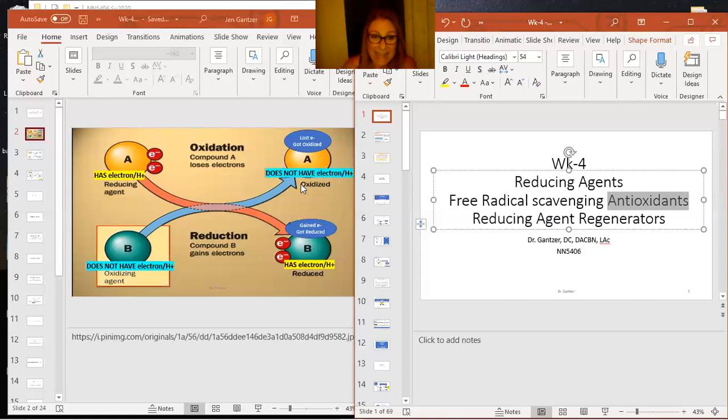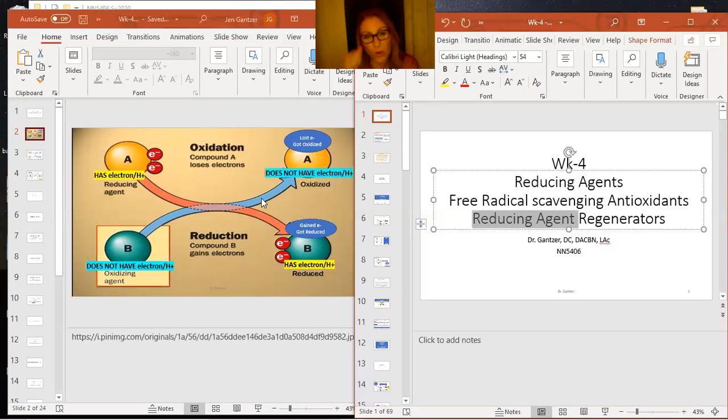Okay, so that means it has to get it back. And that's what we're going to learn: the reducing agents, our antioxidants, have to be regenerated, and how all the reducing agents are potential regenerators because they're just going to be around giving back, donating back the hydrogen atom. So the reducing agent has the hydrogen. Once it donates it, it no longer has it. It has been oxidized. And if you gain it, you have been reduced.